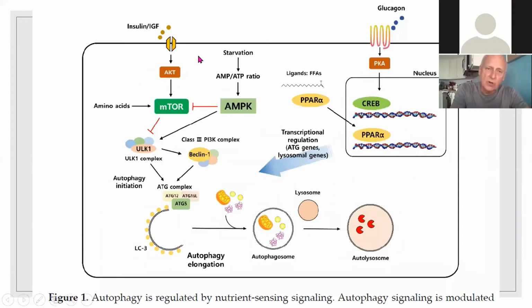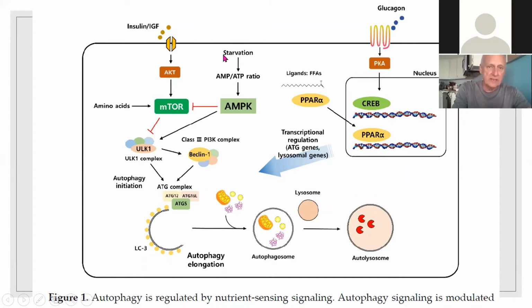So what this shows is that if you have insulin around and you're eating a lot, it increases AKT, which increases mTOR. mTOR seems to be one of the main regulating genes in the body. And what it does is it actually blocks the complex that makes these autophagosomes.